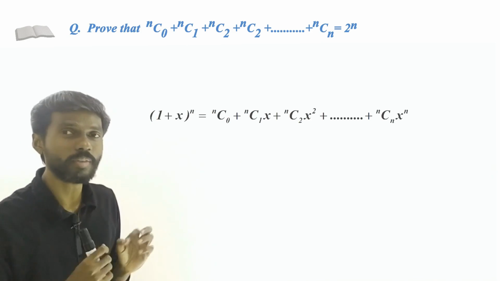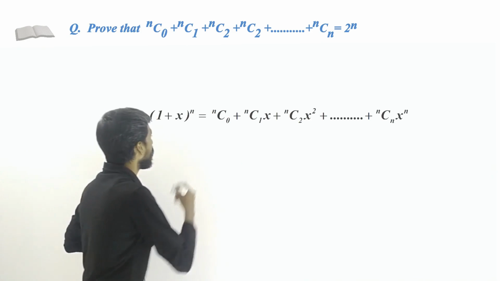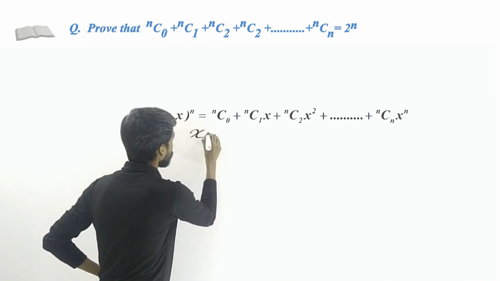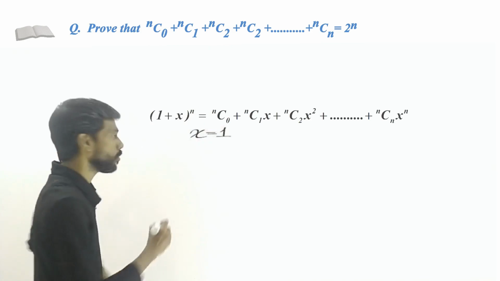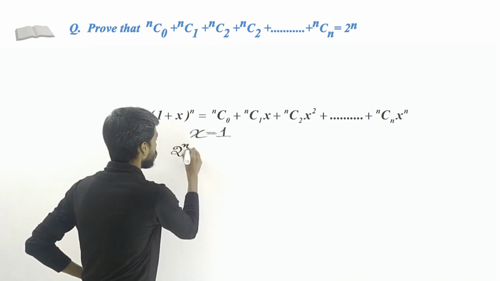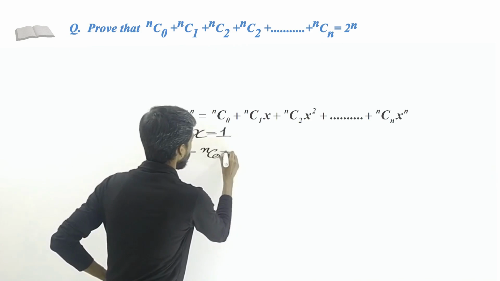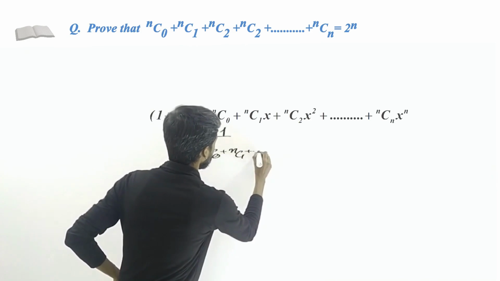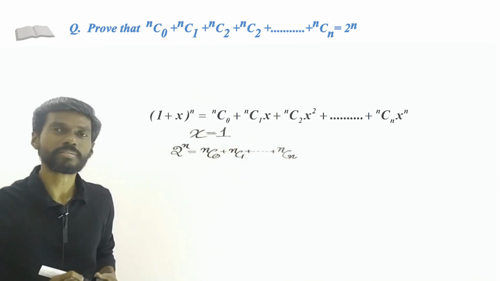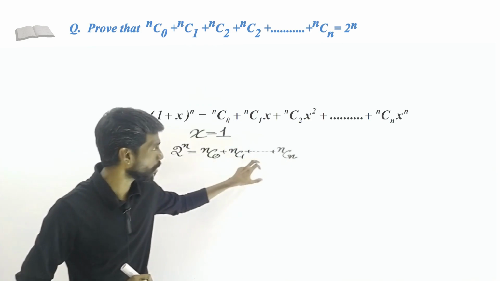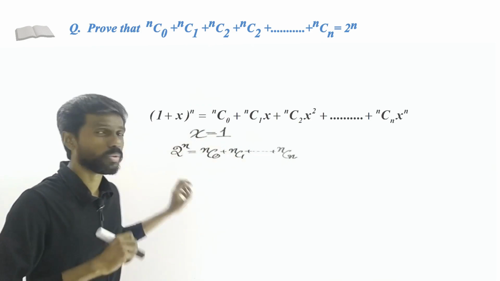Here, simply substitute the value of x to be 1. Then we get 1 plus 1, that is 2. So 2 to the power n equals nC0 plus nC1 plus etc. up to nCn. That is the result: the sum of all binomial coefficients equals 2 to the power n.